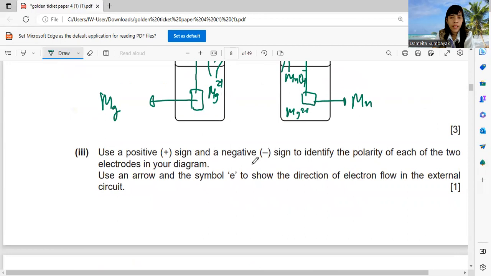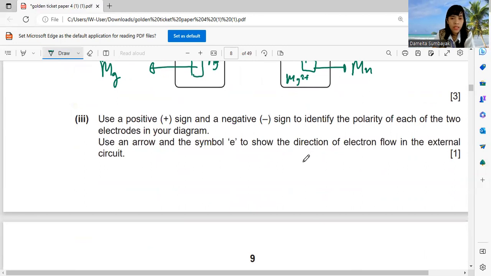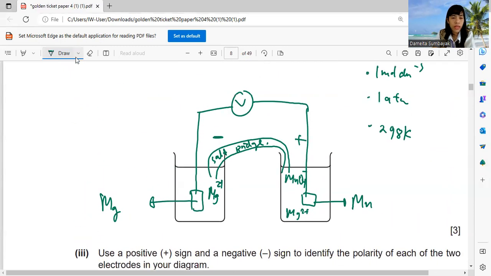Use positive and negative signs to identify the polarity of each of the two electrodes. This is negative and positive. Use an arrow and the symbol of the electron to show the direction of the electron flow. The electrons flow from negative to positive. So I will draw the electron flow right here.